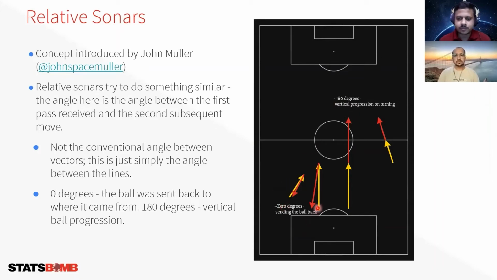On the contrary, here we have a pass that goes straight up and then comes back pretty much to the same location. There's a slight deviation. And then there's a pass here that goes diagonally up and then comes back pretty much once again in the same direction. For these cases, it's sending the ball back to where it came from, so we assign it an angle of 0 degrees or 360 degrees, depending on whichever way you want to look at it. So in short, 0 degrees or 360 degrees refer to the ball being sent back to where it came from, and 180 degrees is vertical ball progression, vertical in the sense that it maintains the direction of the original pass.